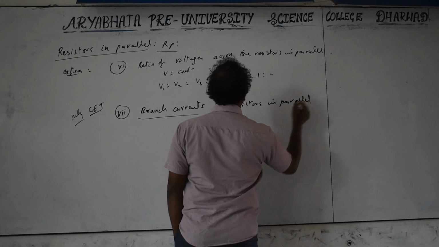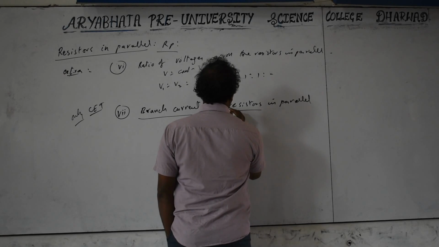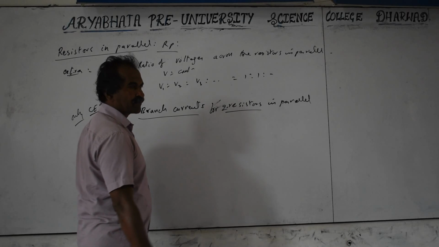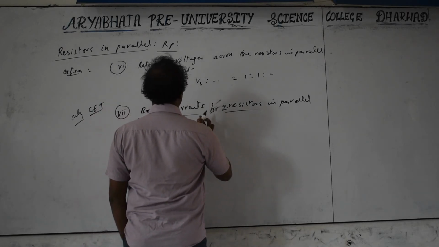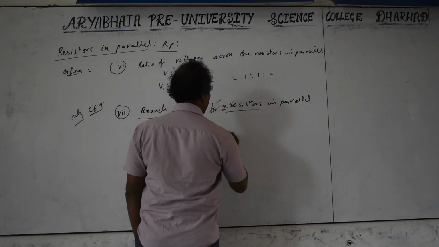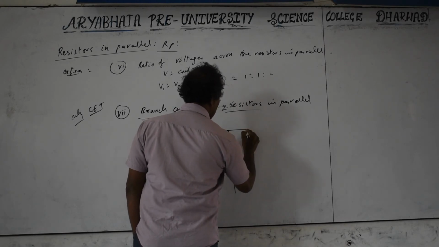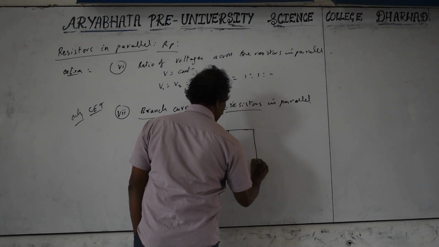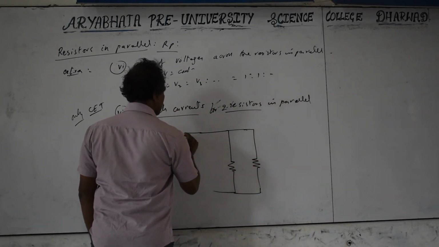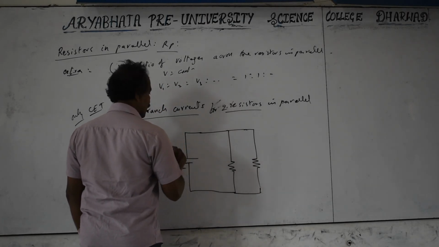In this case we take only 2 resistors. For 2 resistors in parallel, not 3. If 3 are there, you take 2 at a time. Here is the direct formula to find the branch currents through the resistors in terms of the main current. We took voltage division for the series combination; here we discuss current division for the parallel combination.